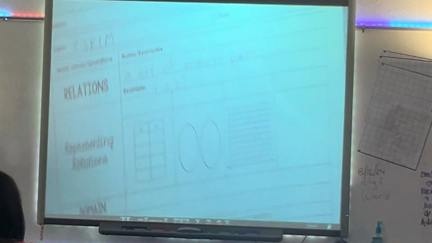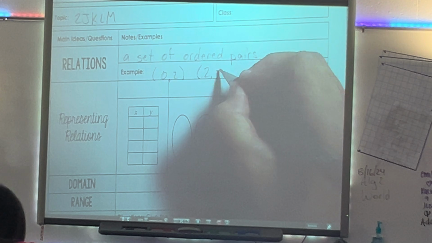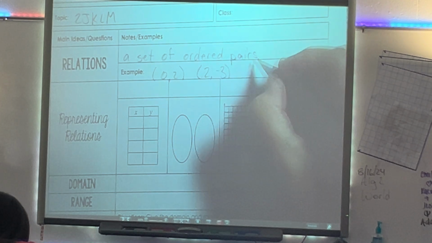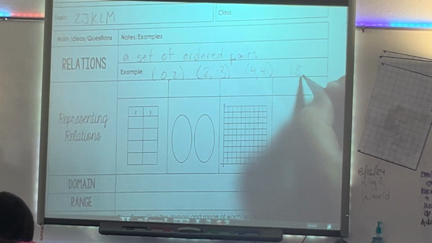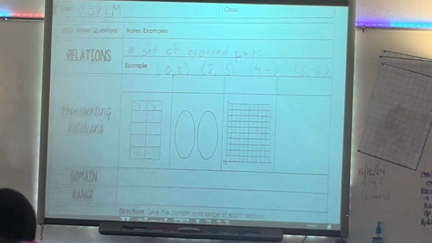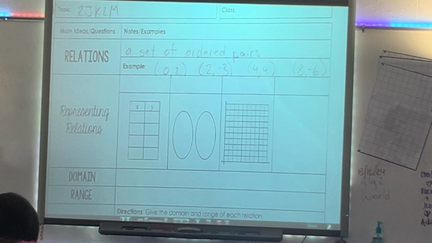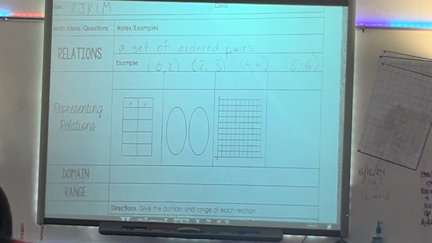(2, -3), (4, 4) and (8, -6), let's say. Alright, so it's just a list of ordered pairs. For a relation, it doesn't really matter what the relationship is.